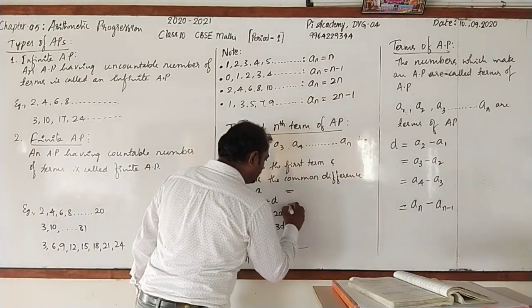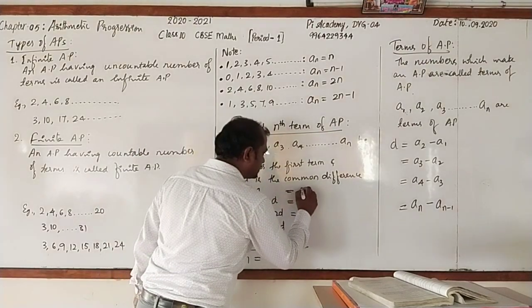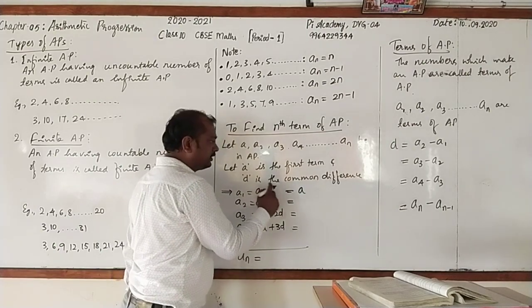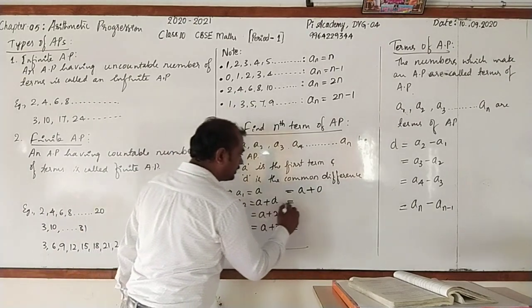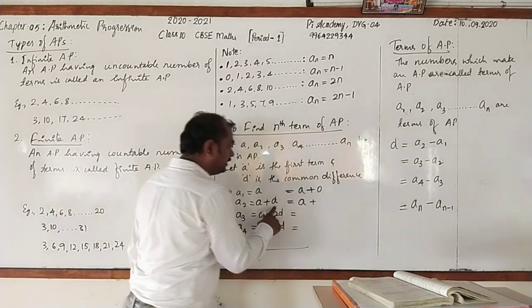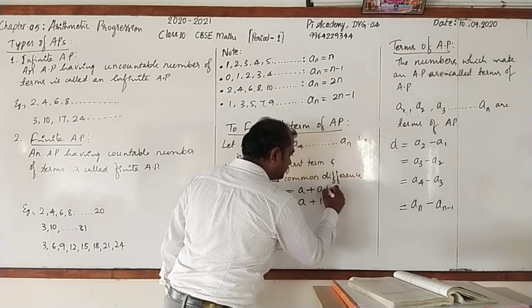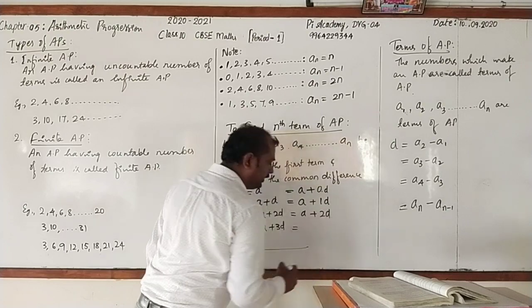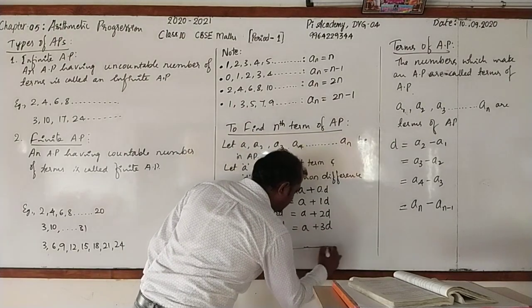I am going to rewrite these terms like this. Here, the first term is a. Then, what is the common difference? Here, no common difference. We can take that as 0. The second term is a plus d, we can write it as 1d. And this is 0 into d. And this is a plus 2d. And this is a plus 3d as it is.